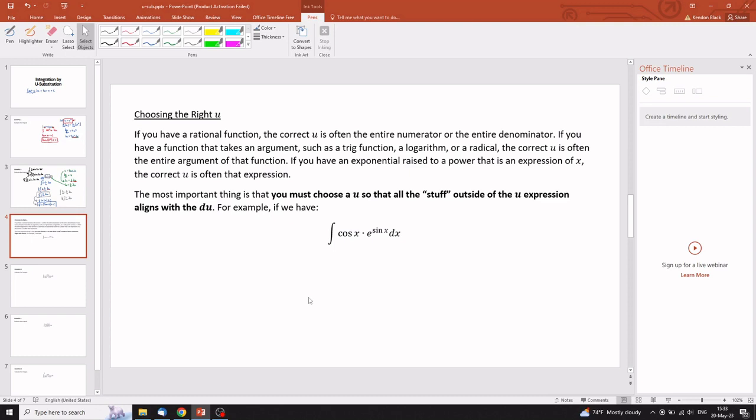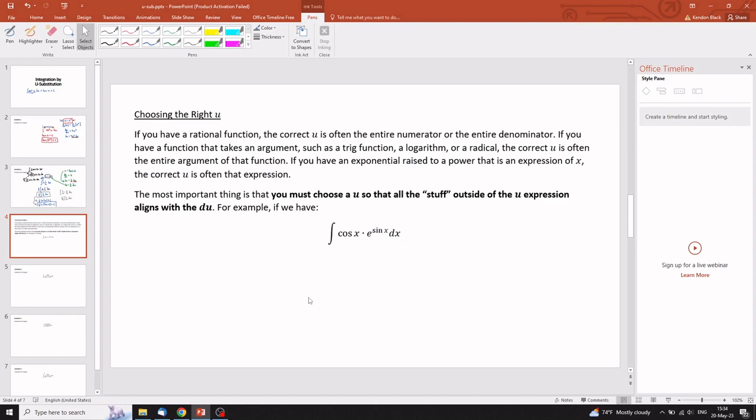If you have an exponential raised to a power that is an expression of x, the correct u is often that expression. If you have e to the power sine x, maybe your u should be sine x. But once again, these are just all rough guides. I'm saying maybe a lot. There could be some trial and error. Maybe you choose a u and try to work out the problem and it doesn't work. Then you have to go back and choose a different u. There's also, most teachers aren't going to do this to you, but they may, plenty of integrals that cannot be evaluated with U-substitution, and you would have to use a different method. So these aren't always going to work, is my point.